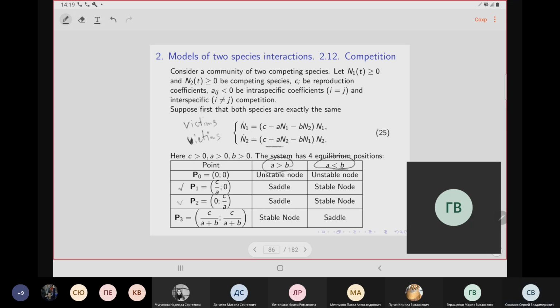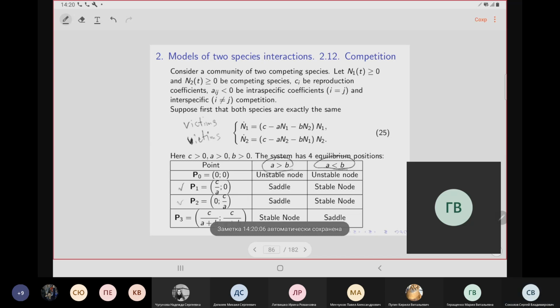And what is stronger? If the species compete with each other more strongly than they compete with another type of the species, then A will be greater than B. If the interspecific competition is stronger than intraspecific, then B will be greater than A.